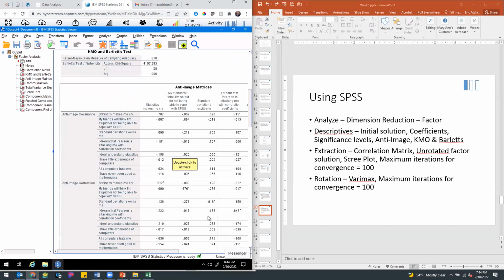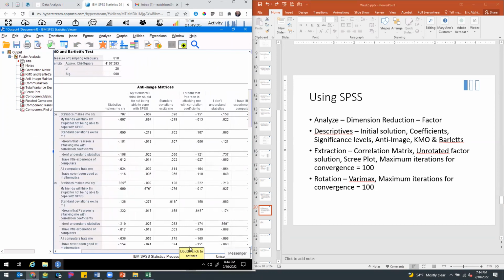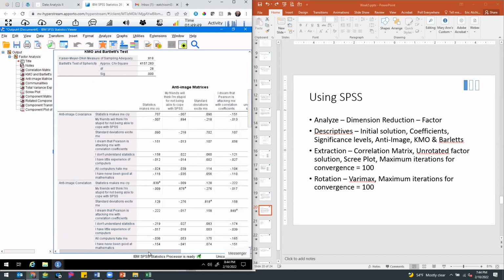All right, anti-image matrices. What are we looking for here? No, we want the diagonal to be close to 1, and we want all the non-diagonals to be very low. So okay, the diagonal: statistics makes me cry versus statistics makes me cry, close to 1, close to 1, close to 1, not so close to 1, right? But look at all these others, very low. They should shade those. That would be better. Yeah, that's very hard.